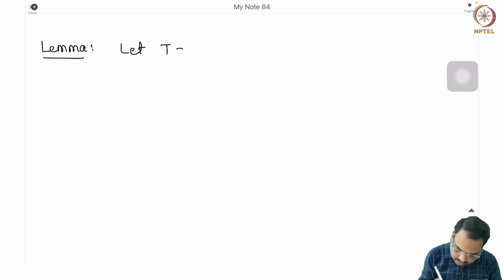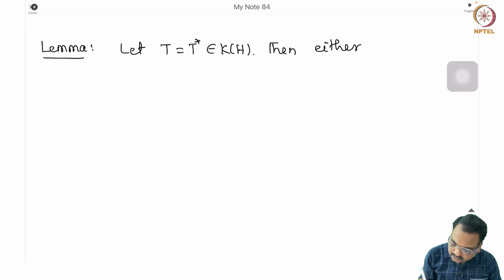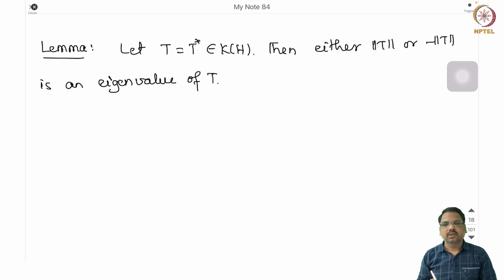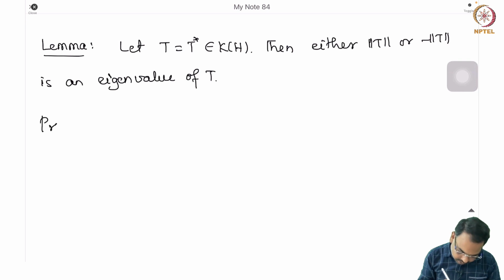Let T be a compact self-adjoint operator. Then we can say that either norm T or minus norm T is an eigenvalue. We know that when T is self-adjoint, either norm T or minus norm T is a spectral value, but when T is also compact, we are claiming that norm T or minus norm T is an eigenvalue. Let us look at the proof.